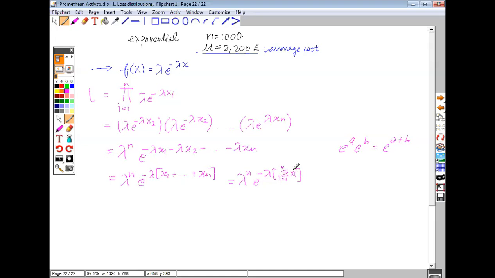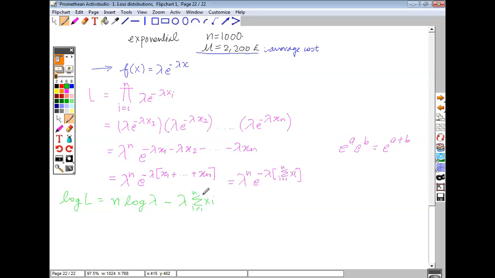Now we can take the log likelihood. Take the log and then differentiate. So let us take the log L. What will I get for log L here? Anyone? n log of lambda, and then minus lambda summation xi. Perfect.